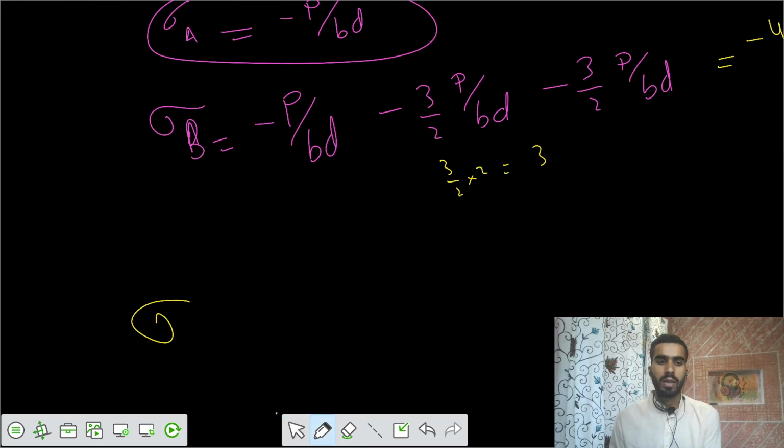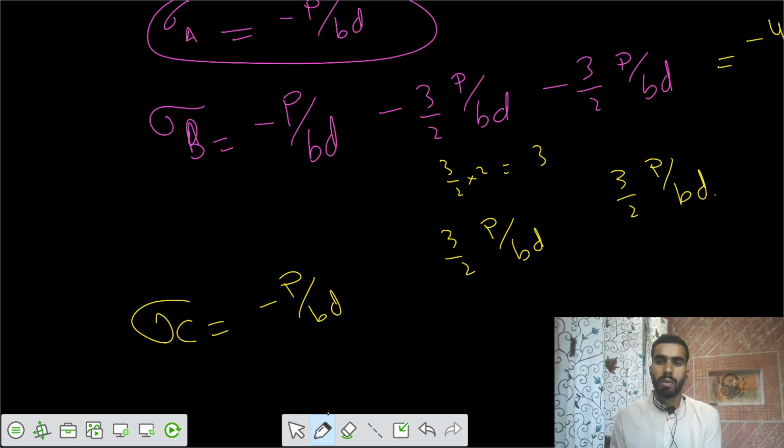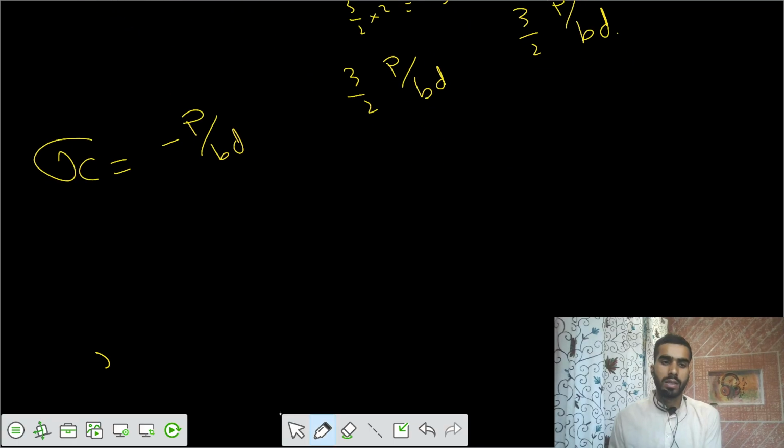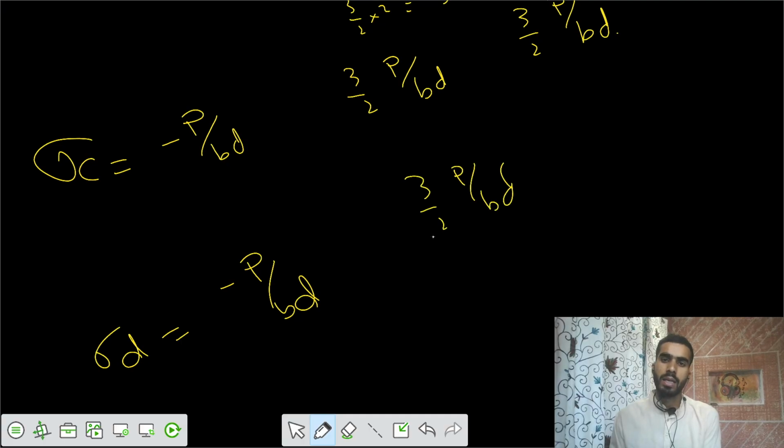And what you need to calculate is the stress at C. Initially it would be minus P by bd, and this would be also 3 by 2 of P by bd, and this would be also 3 by 2 of P by bd. Similarly for sigma d also we have minus P by bd, and 3 by 2 of P by bd, and this one is also 3 by 2 of P by bd.